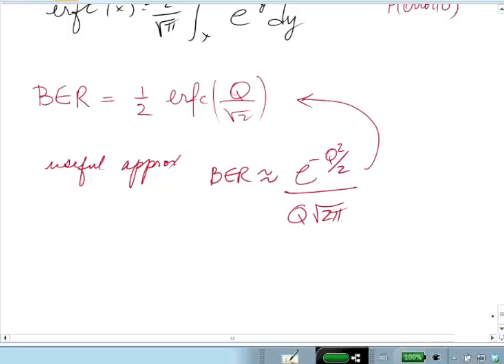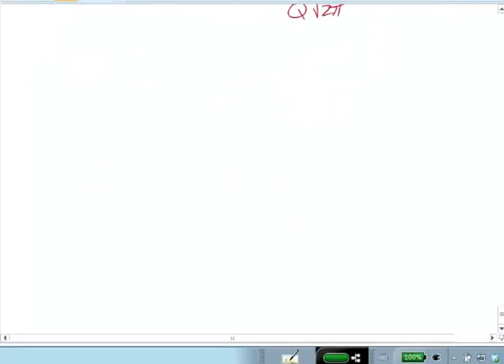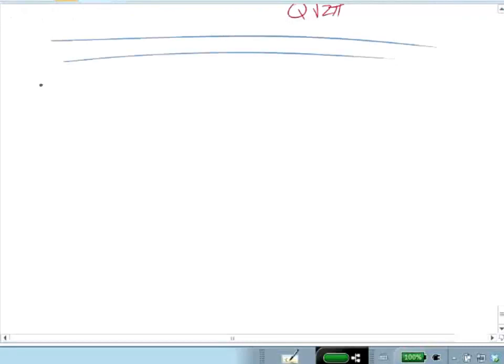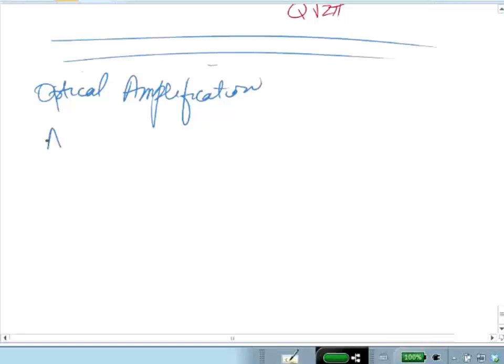Move on now to the next topic, which is amplified spontaneous emission. Now we have a nice theoretical equation for the sources of noise due entirely to the PIN, and now I'd like to look at optical amplification. We typically refer to this as ASE, amplified spontaneous emission.